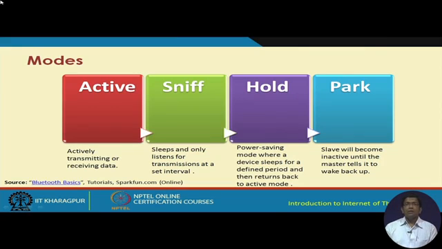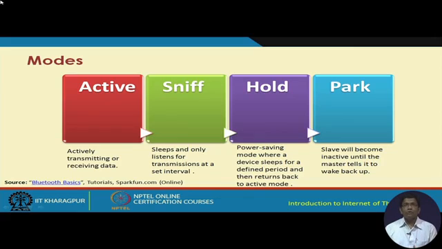There are different modes of operation of Bluetooth devices. One is the active mode, where the device is fully active and fully functional in all different respects. It actively transmits data and actively receives data. The other 3 modes, the sniff mode, the hold mode, and the park mode, are all power saving modes, and they differ in very fine ways.